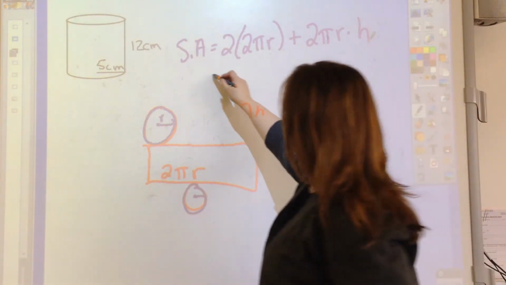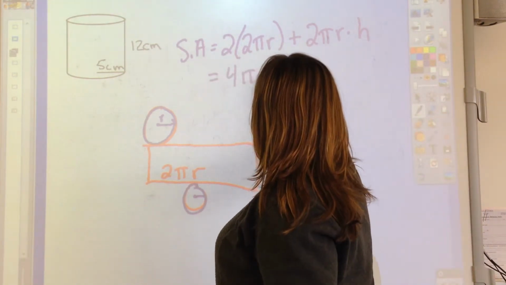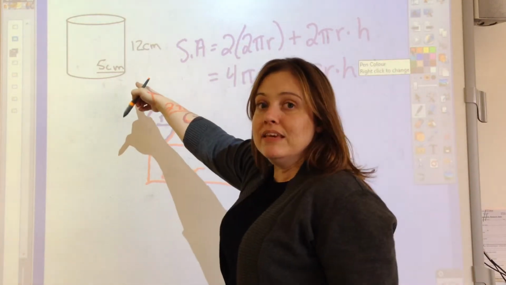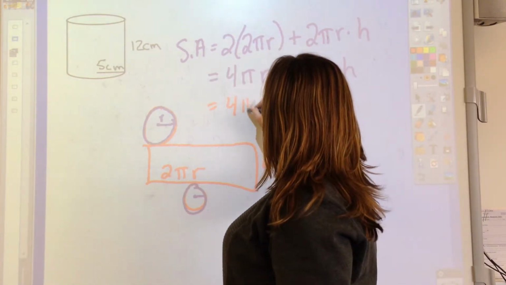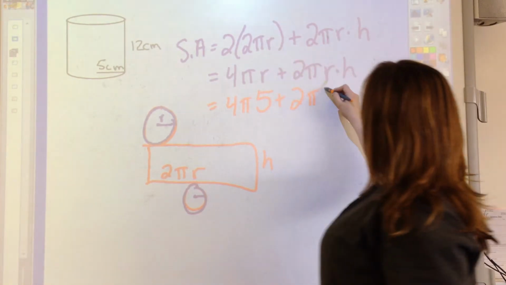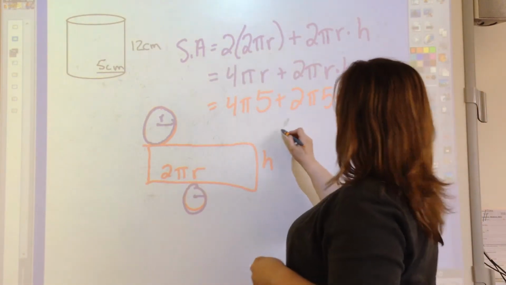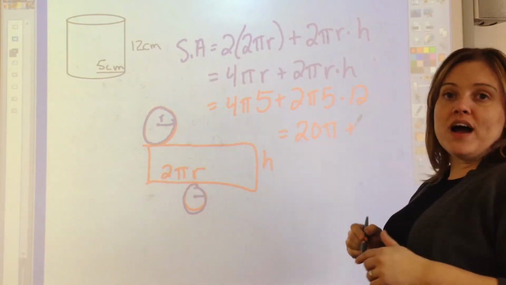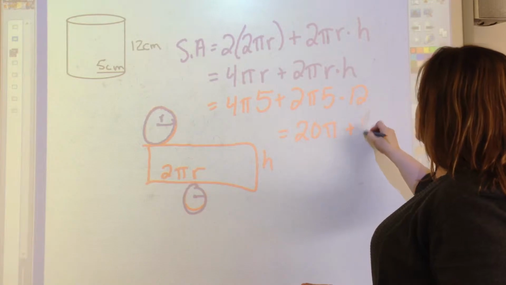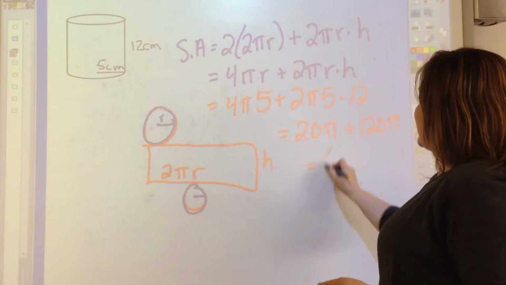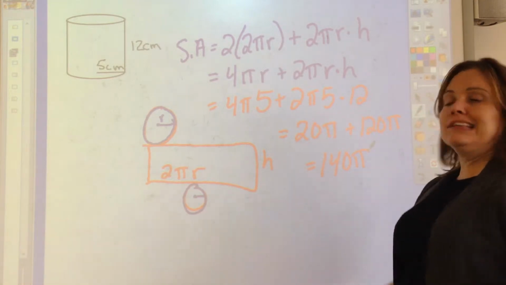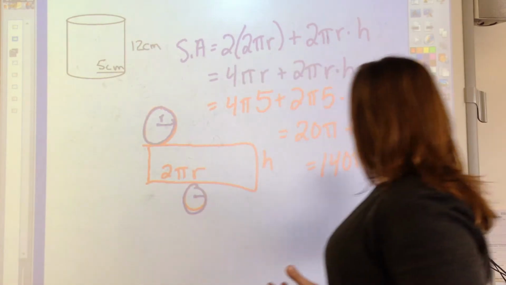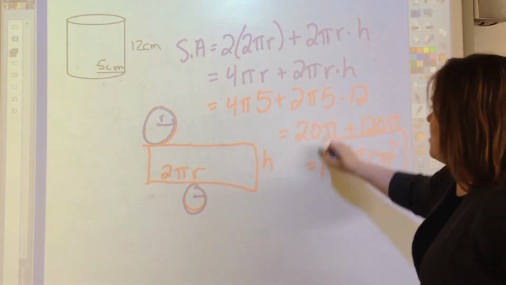Now that I've set up my surface area formula, I'll simplify it just a little bit. Let's plug in the values that we were given. I was given a radius of 5 and a height of 12. So here I have 4 times 5, which is 20 pi. Here I'll have 2 times 5, which is 10, times 12 is 120 pi. Add those together and I get 140 pi. Unless otherwise specified, we're always going to use exact area. And I'm using centimeters, so I would have centimeters squared.